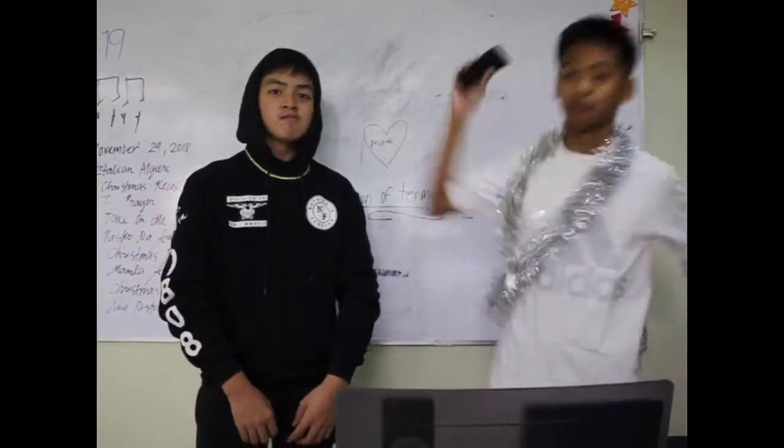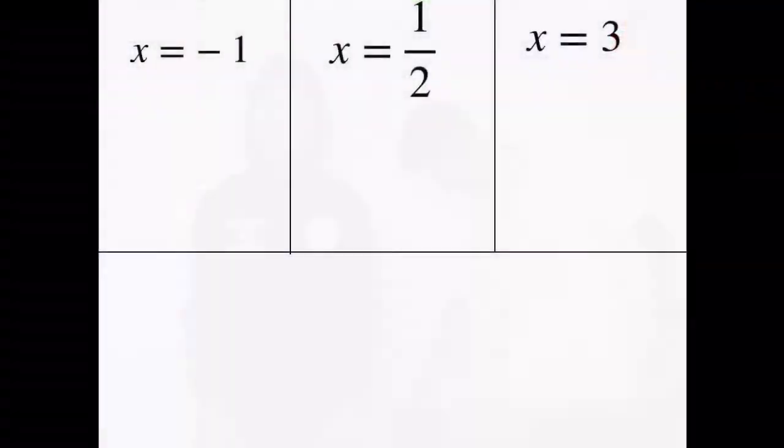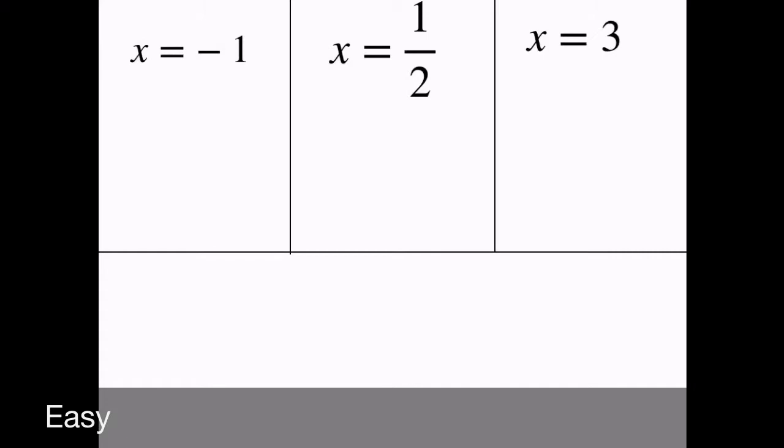Now, let's solve! Form a polynomial equation in factored form, given the roots -1, 1/2, and 3. To get the factored form of -1, 1/2, and 3, we just have to use the addition property of equation. So we would get x plus 1 equals 0, x minus 1/2 equals 0, x minus 3 equals 0.